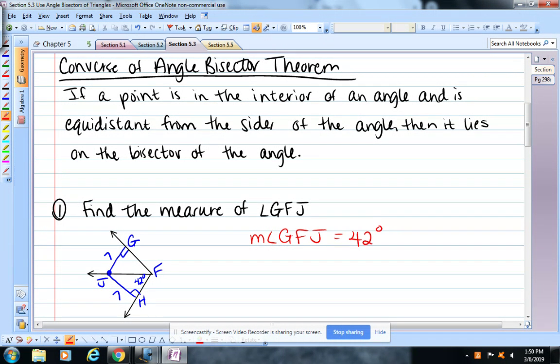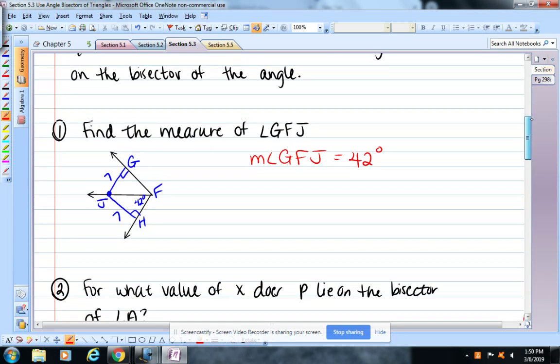That's it. Look at the picture and you can tell. No work to show. You just got to know that theorem and use it. Okay? Questions? Questions? All right. I'm scrolling.